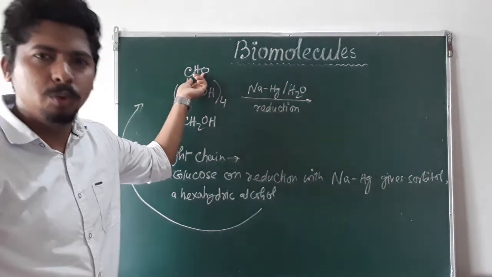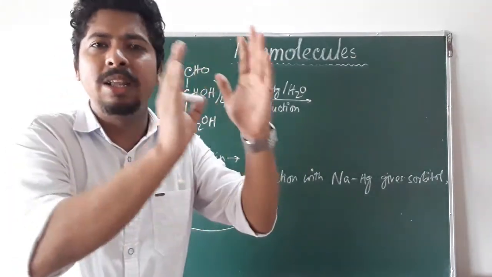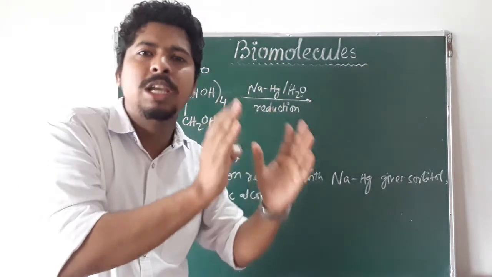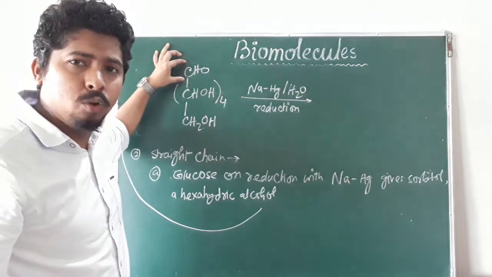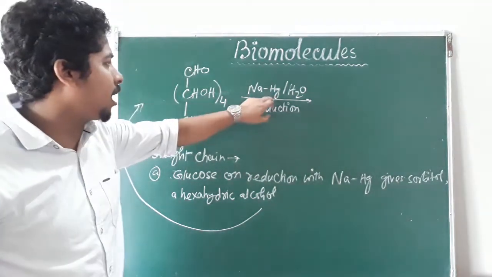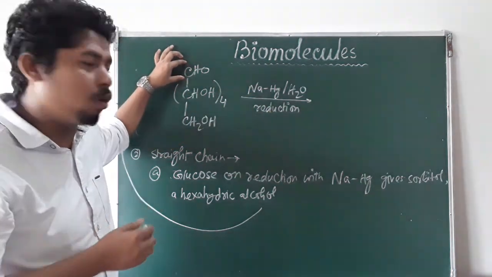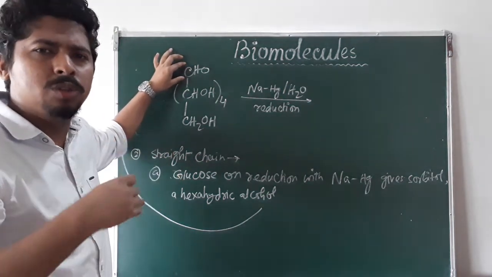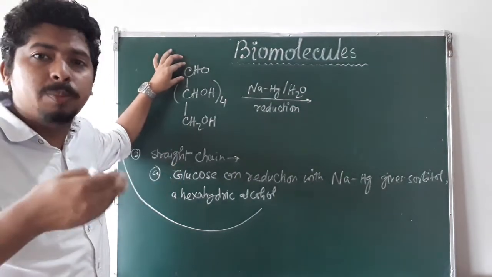into alcohol. We know that when alcohol is oxidized, it will give either aldehyde or ketone, and when this aldehyde or ketone is reduced, it will give alcohol. So here we have the aldehyde group. When this glucose is reduced with sodium amalgam, it will reduce this aldehyde group into alcohol, and we already know that aldehydes on reduction give primary alcohol.